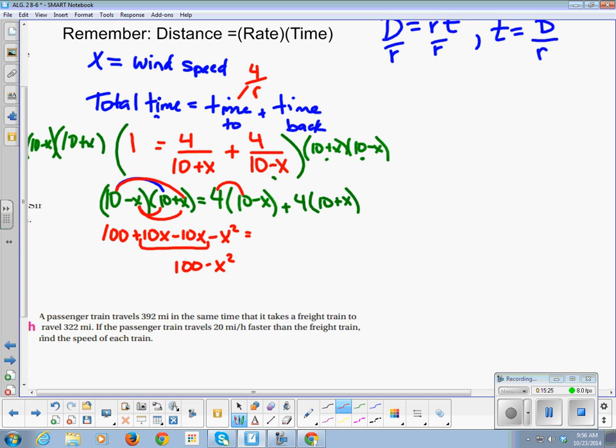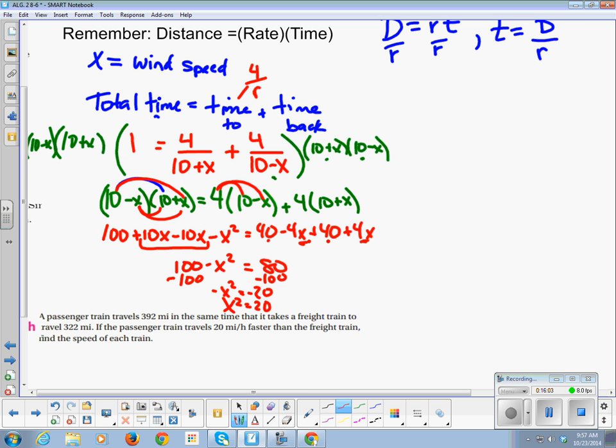4 times 10 is 40. 4 times negative x, negative 4x. 40 minus 4x plus 4x. There we go. Negative 4x plus 4x is 0, and 40 plus 40 is 80. Let us subtract 100. Negative x squared equals negative 20. So therefore, positive x squared has got to be equal to 20.